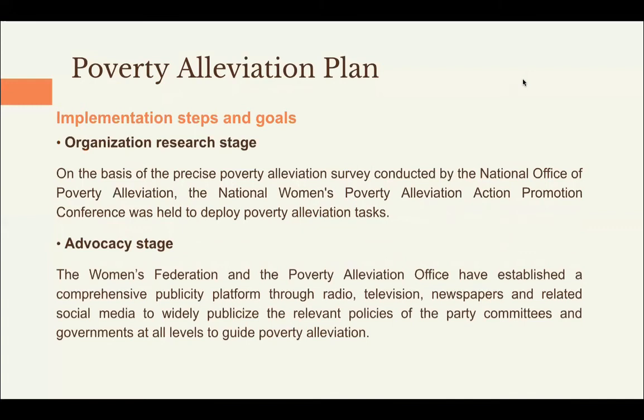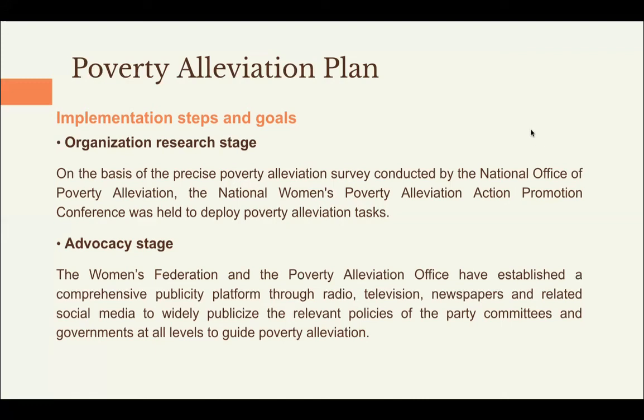And the implementation steps and goals. Organization research stage. It bases on a precise poverty alleviation survey conducted by the National Offices of Poverty Alleviation. We mobilize grassroots women's organizations to enter the village and households to investigate and verify and assist relevant departments in formulating poverty alleviation plans based on the number of poor women, family income sources, labor and reasons for poverty, career, a national women's poverty alleviation action work promotion meeting to deploy poverty alleviation task, and the advocate stage.